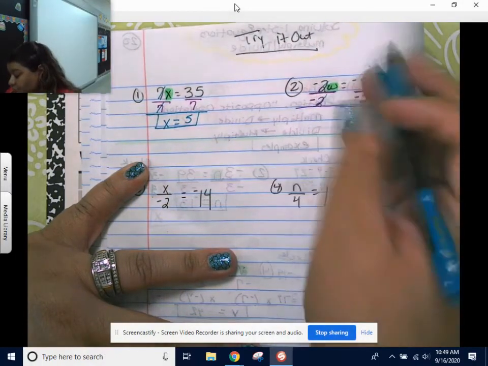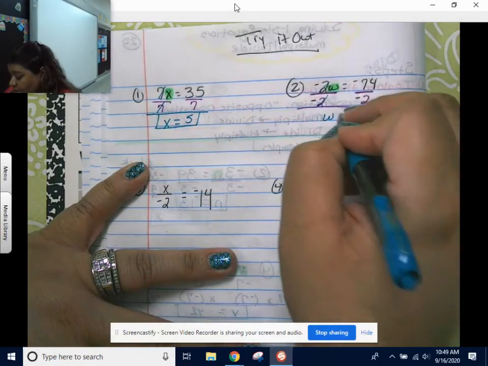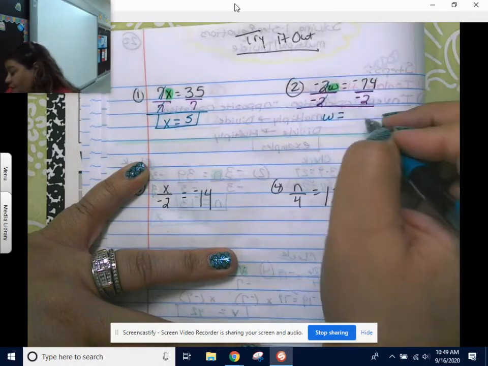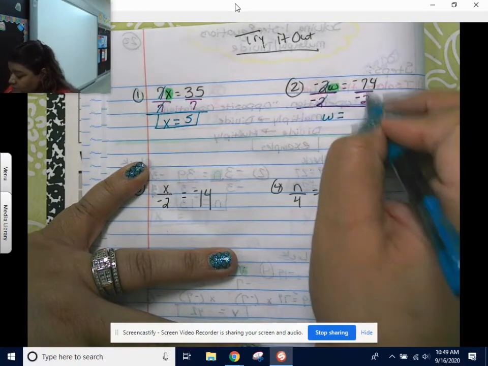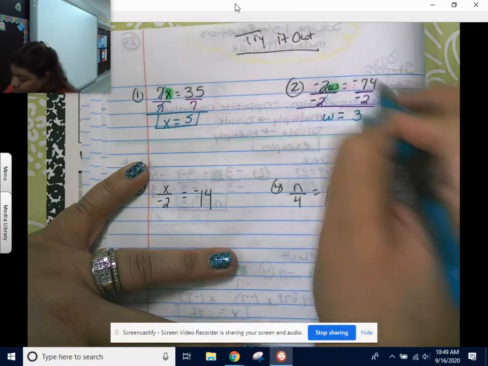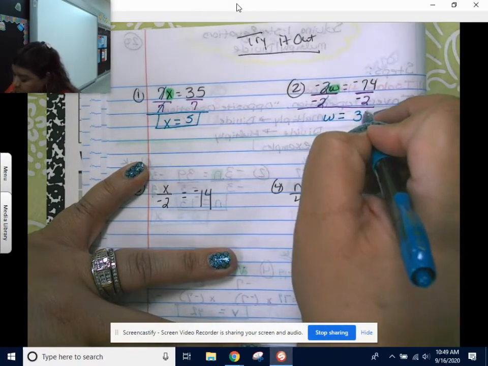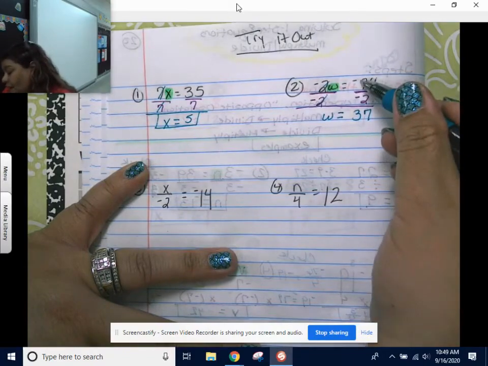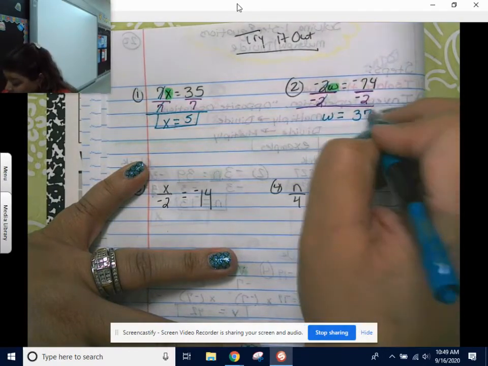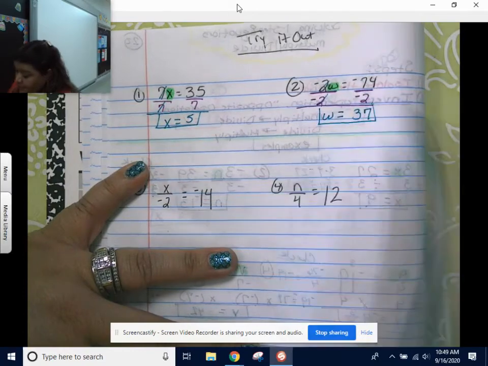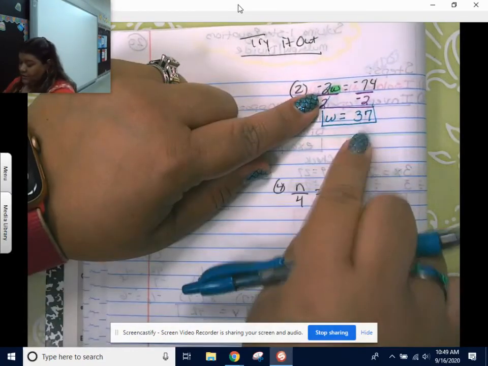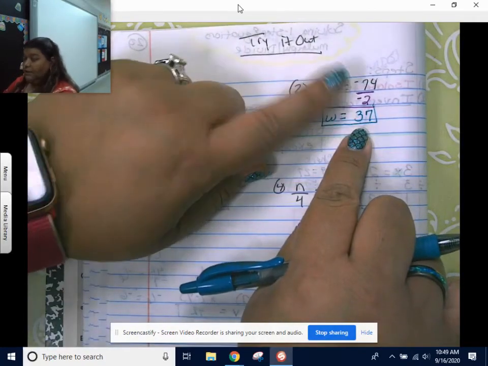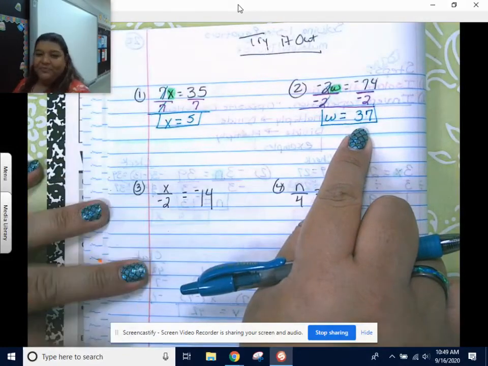These two pretty much cancel each other out. So w equals 74 divided by 2. Let's see, 2 goes into 7 3 times, and 2 goes into 14, 7. My signs are negative divided by negative, which gives me a positive answer, and I'm done. And if I check, negative 2 times a positive 37, that gives me a negative 74. Okay?